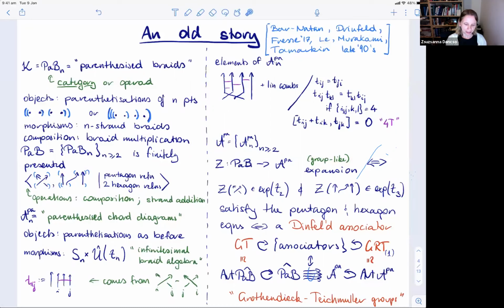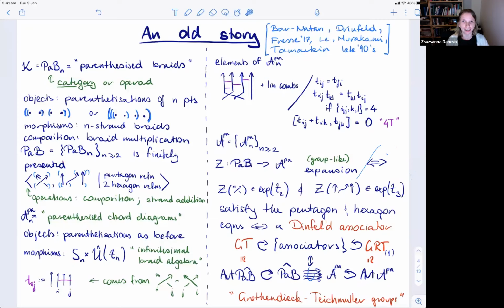And the operations here are composition in the category and also strand addition. So you can take a parenthesized braid and add an extra strand, which will be sort of an outside point. So it will be added to the outside of the parenthesization. Those are the generators. And it turns out that the relations are a pentagon relation and 2 hexagon relations.